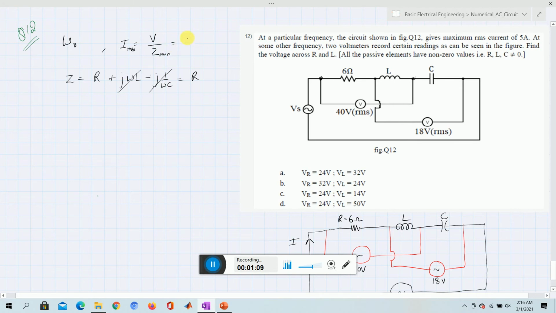So if I put the value, V by R, where R is known as 6 ohm and the current which is flowing is 5 ampere. So I can say V by 6 is equal to 5. So here I am getting the value of V is equal to 30 volts. So the information in the first statement is that 30 volt is the voltage across the entire supply. Now it says the frequency is changed.